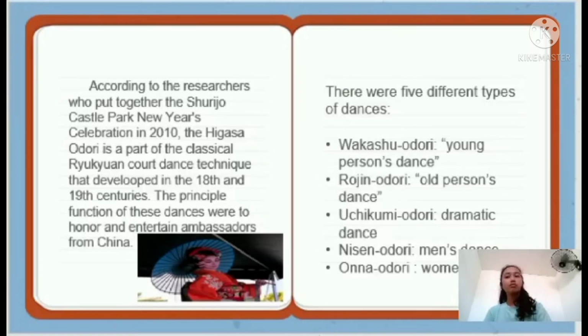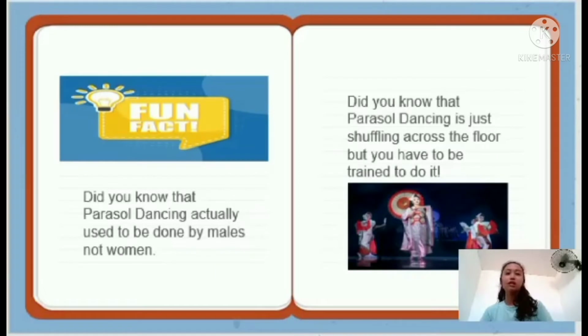Japanese parasol dance has a fun fact. Did you know that parasol dancing actually used to be done by males, not women? Also, did you know that parasol dancing is just shuffling across the floor, but you have to be trained to do it?